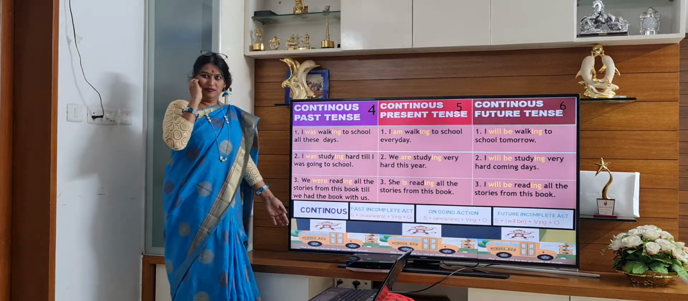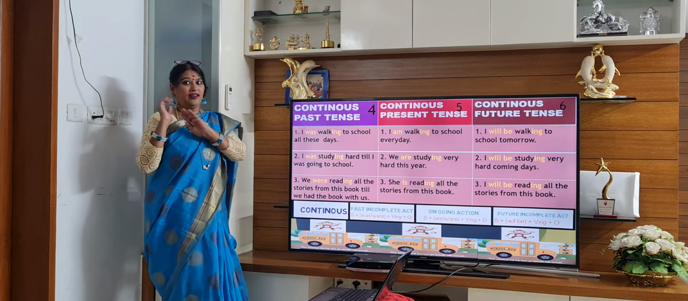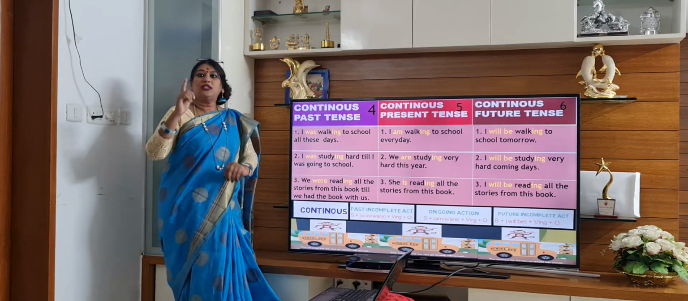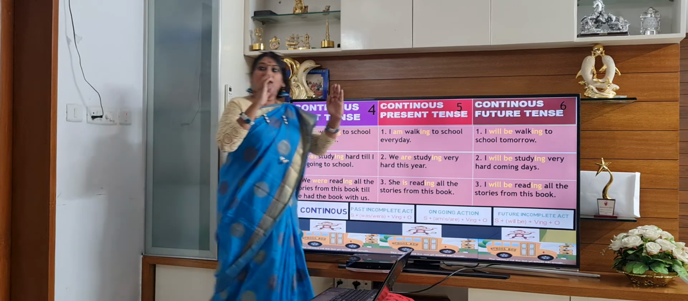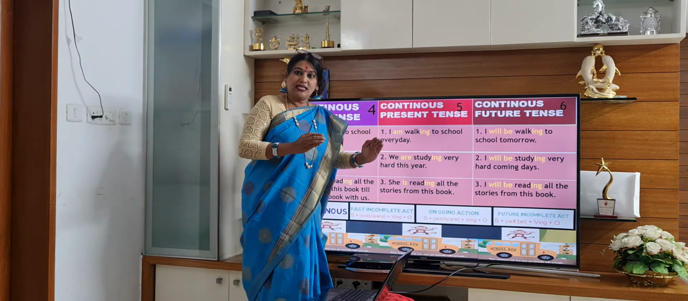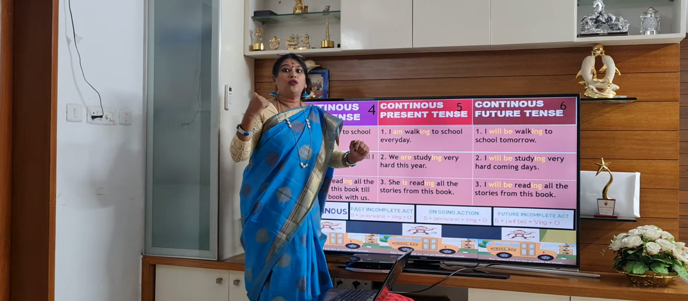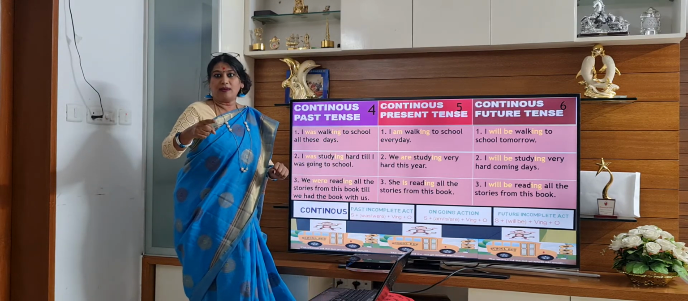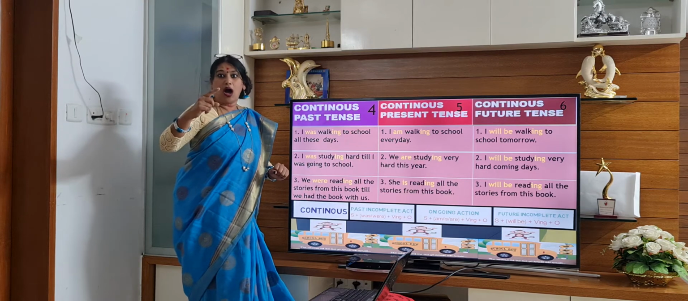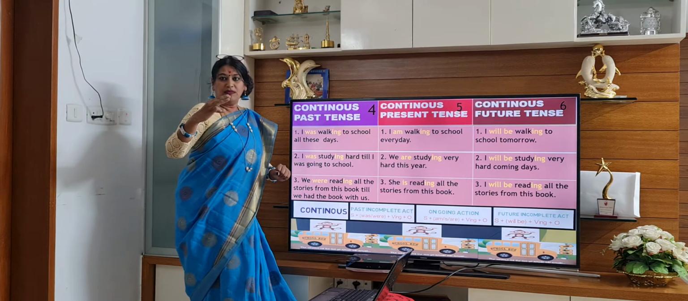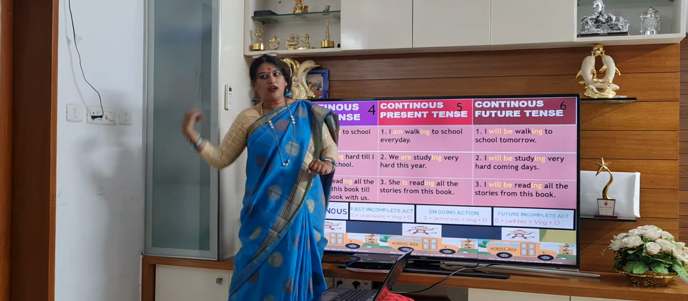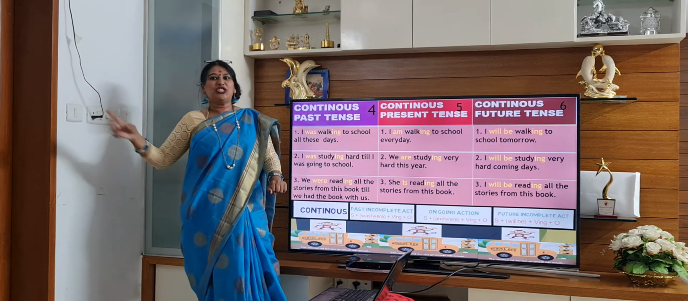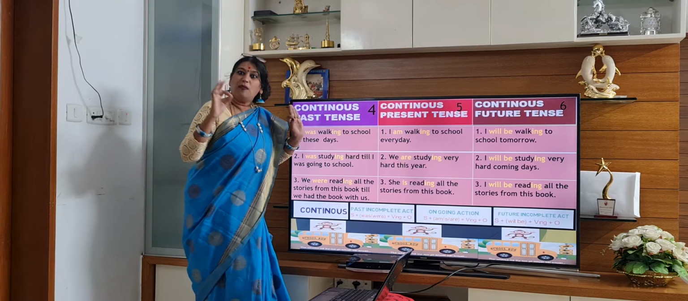Same. In the past you were using was, were plus verb's first form and ing. And when you come to the present, instead of was, were, you're supposed to use is, am, are. You'll be using any one of them. And then verb's first form plus ing, both there and here.